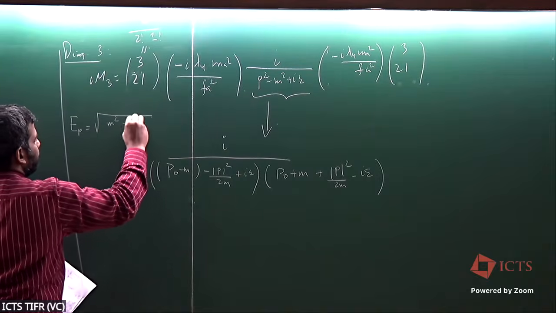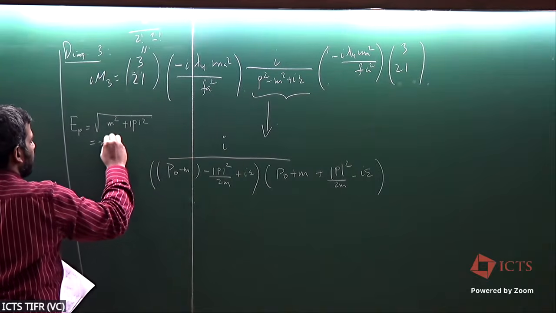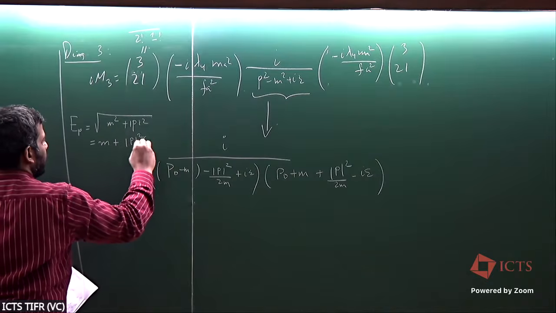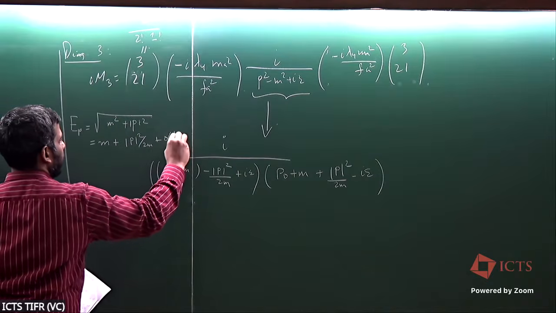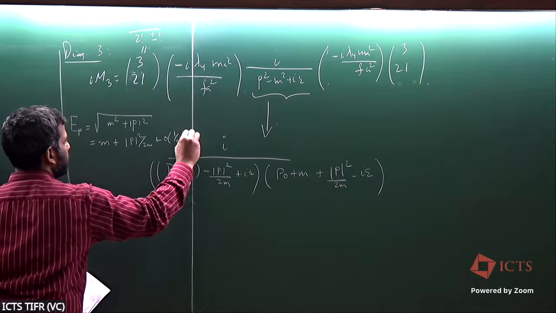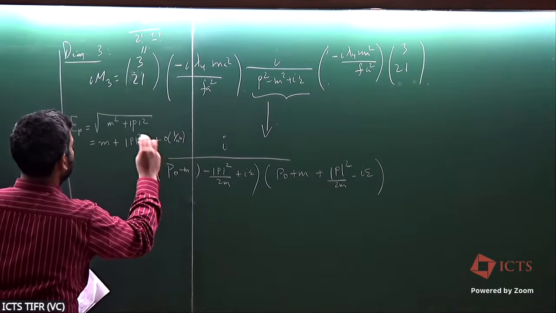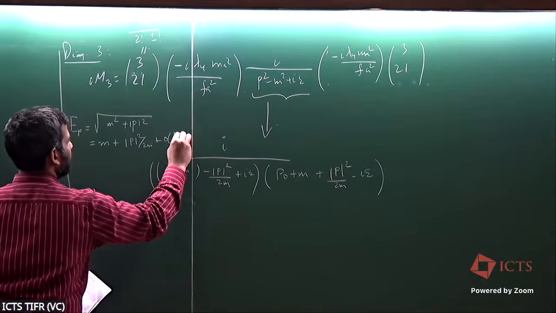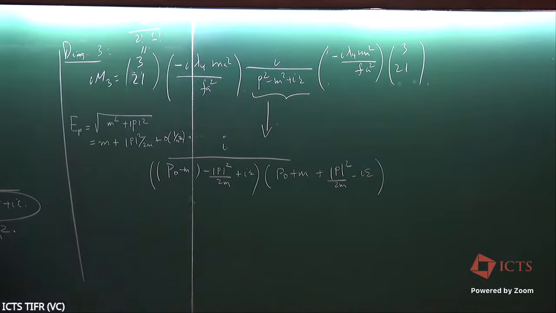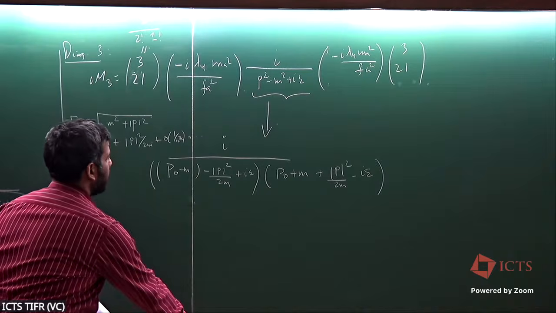So instead of this, I have just done m plus p square over 2m plus order 1 over m square terms or m cube terms. Yeah, p square over 2m, yes, and so on. So I did not account for the higher order terms right now, because that would lead to some derivative interactions into my theory.